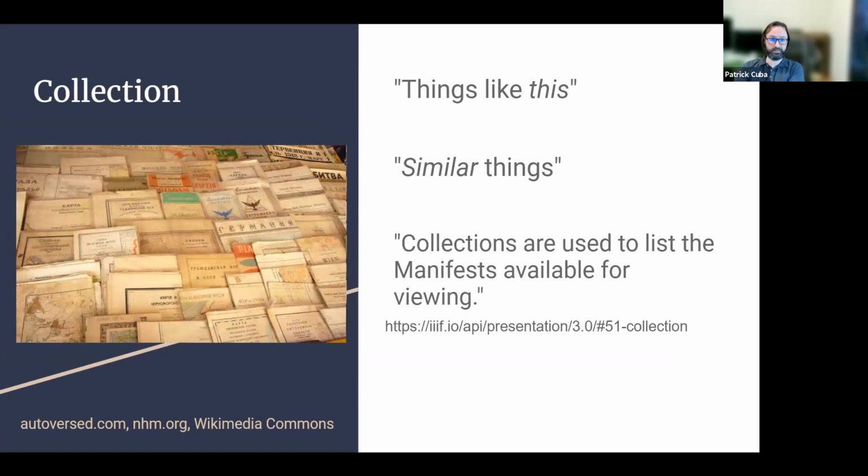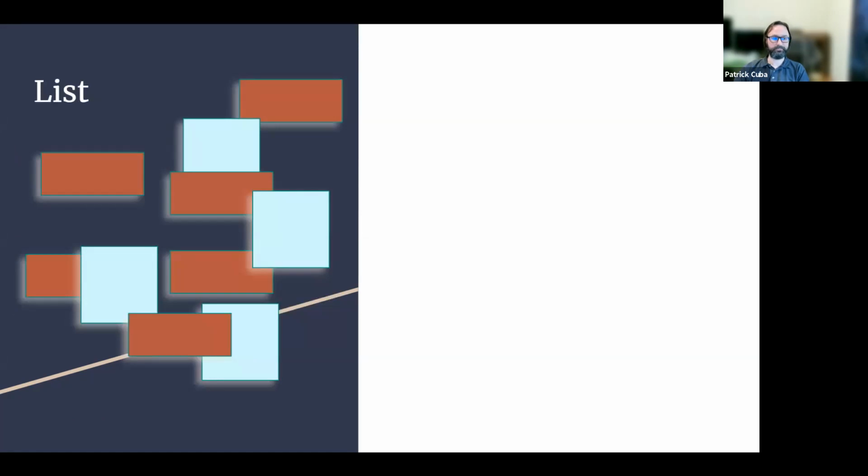Collections also has a very specific meaning in IIIF. They're used to list the manifests available for viewing. So even though a collection has a very real meaning in the real world, it's often the case that when you get technical with things, it becomes a lot more abstract and a lot emptier. So a collection or a manifest is just an empty container to most developers who are working with it. There's a convenience to it, but it is just a list, really.